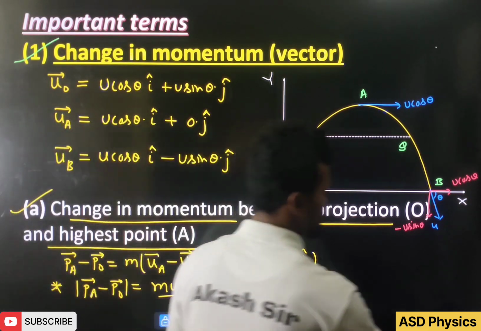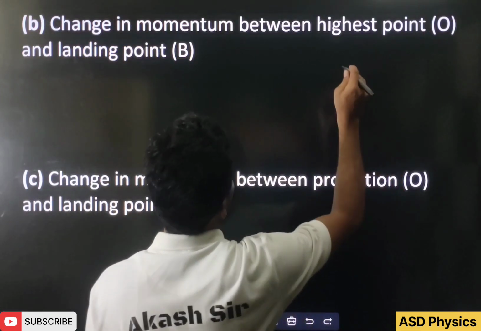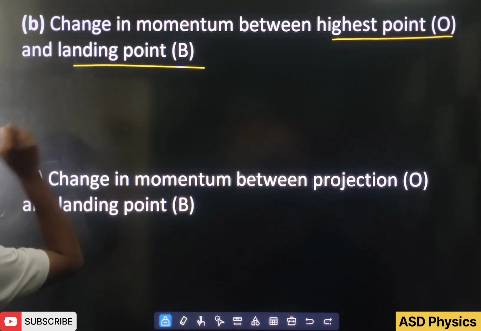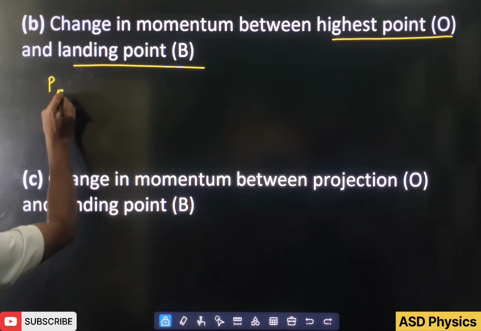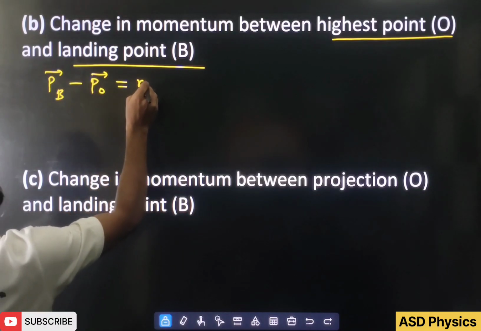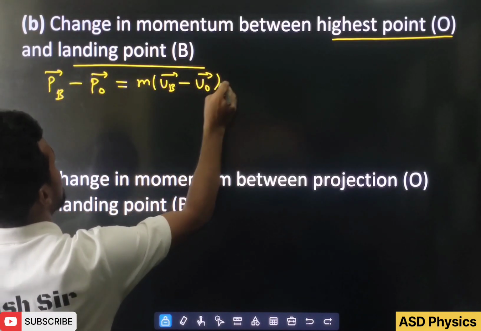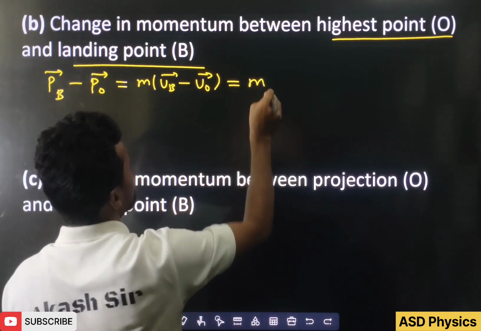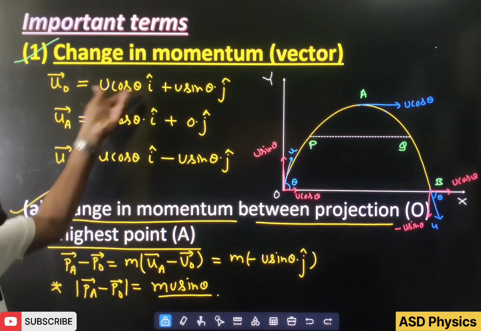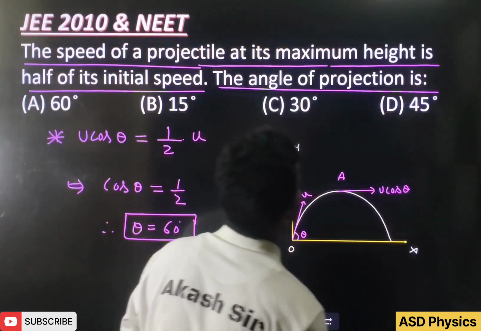Okay, great. Now students, after that here, change in momentum between projection point O and the landing point B here. Okay, so here we can write, see, PB minus P naught. PB means we can write here, see, m times uB minus u naught here. Okay, so this is m. Now let's see uB minus u naught here. See, this is uB and this minus u naught. Okay, so uB, wait, let me see.